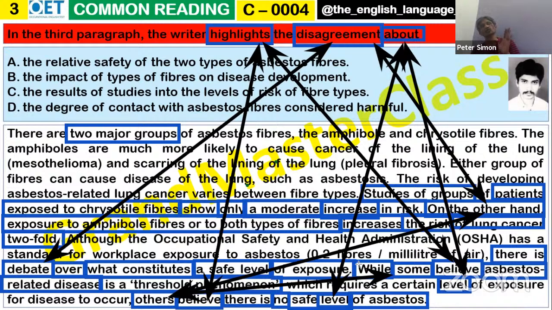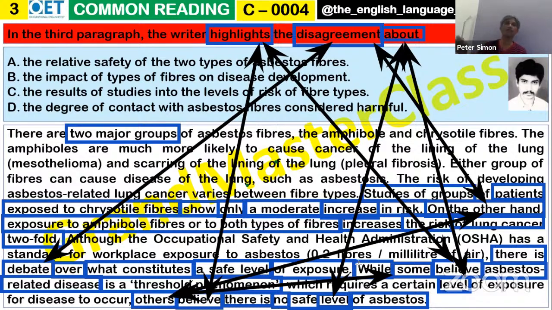But others say there is no safe level. Here, no safe means there is no threshold phenomenon. There is a threshold phenomenon in one case, and here there is no. There is positive, there is negative. So that means there is a safe level there, and there is no safe level here. Threshold means a zone marked by a line. Threshold means at the border. Okay, a thin line. That is called threshold.